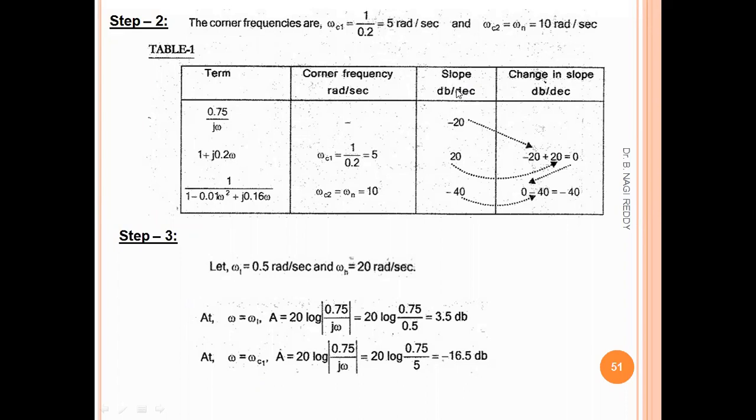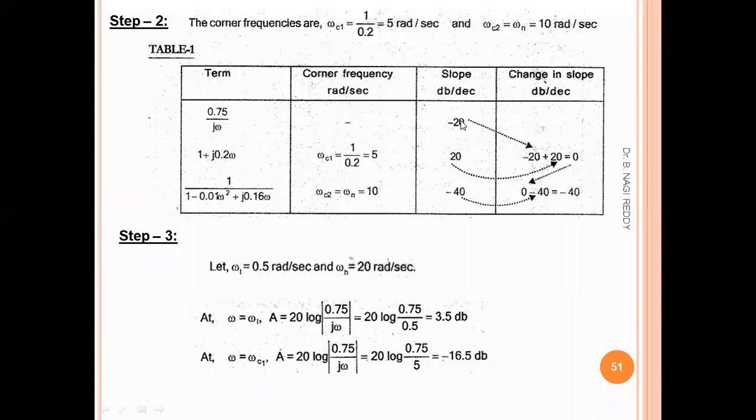Now coming to the third column, you can see the slope, and this slope can be calculated based on the j omega term. If omega is in the numerator, then we will get the positive sign. If omega is in the denominator, then we will get the negative sign. So you can see for this term, the omega is in the denominator. That's why keep negative, right?